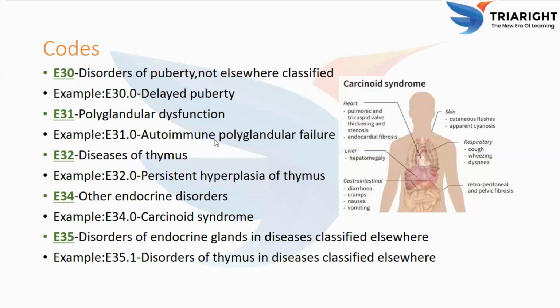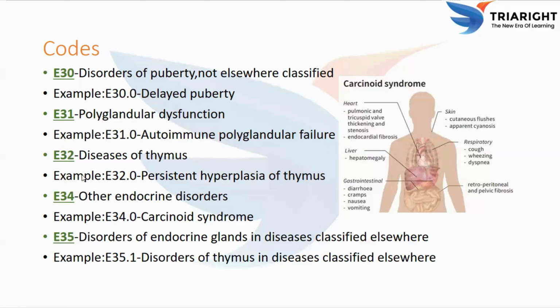So E31.0 denotes autoimmune polyglandular failure. The immune system damages several glands such as the thyroid, adrenal and pancreas. So what will be the effects of this autoimmune polyglandular failure? Fatigue, weight loss, hormonal imbalance and also immune related symptoms.